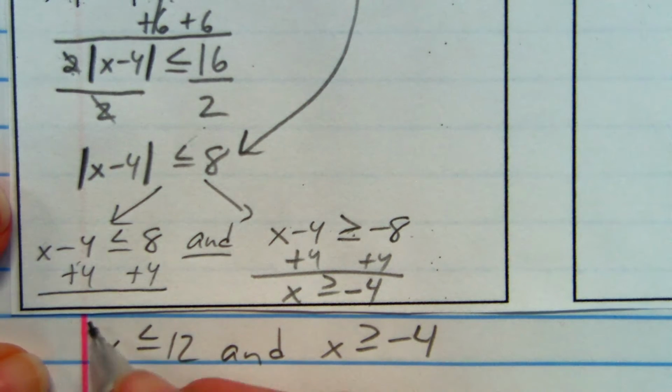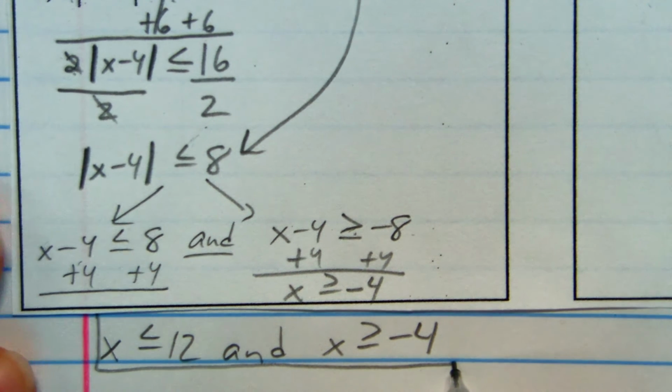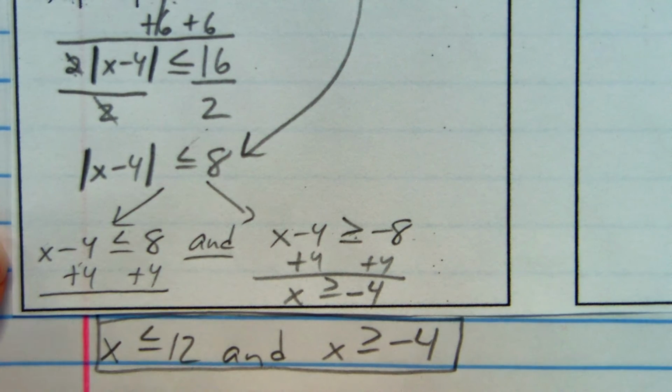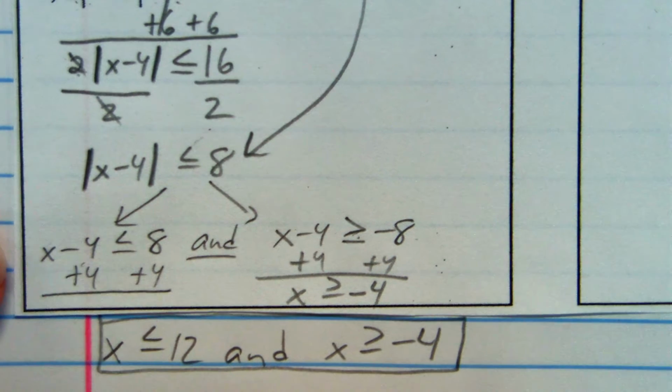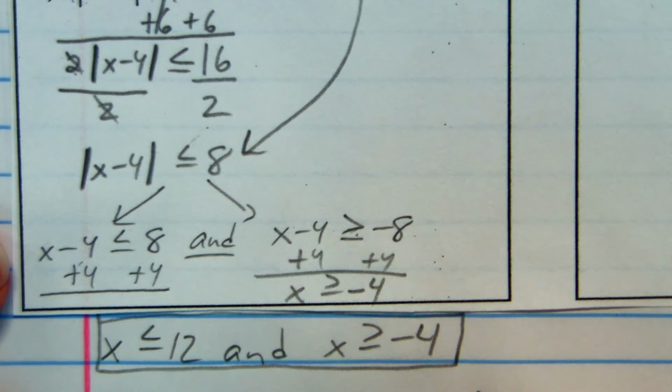Like that. So that's my solution, we think. I think that works. So if we make a little number line and just put our important numbers on it to save some time. Negative 4 is there, 12 is there.